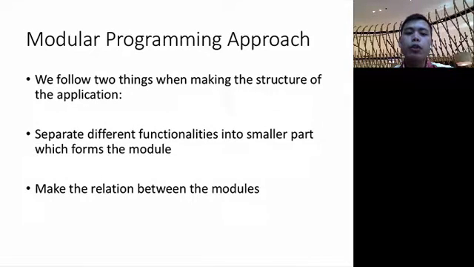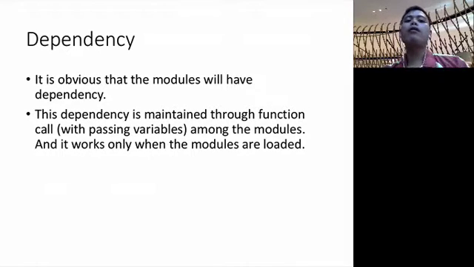So in the modular programming approach, we follow two things when making the structure of the application. First, we have to separate different functionalities into smaller parts which form the modules and make the relation between the modules, so that we are still able to see how we would want the program to run, because it's important also to assign the sequence, else the program might bring about errors. So here it is obvious that there is the concept of dependency. This dependency is maintained through function calls with passing variables among the modules, and it works only when the modules are loaded.